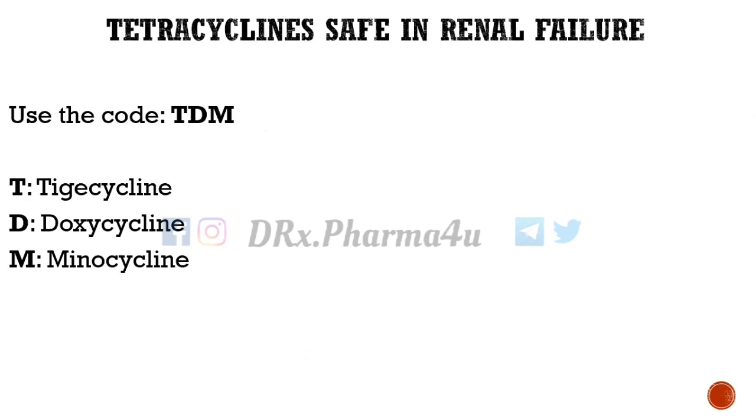So now let's come to mnemonics. As I said, all the tetracyclines are nephrotoxic in nature. And even if they are not significantly nephrotoxic, in renal failure they can accumulate in the body and cause toxicity. But there are 3 tetracyclines which can be safely used in renal failure. To remember, use the mnemonic TDM. TDM you know very well, therapeutic drug monitoring. T stands for tigecycline, D stands for doxycycline, and M stands for minocycline. And for your information, all these medications are used in hospitals.